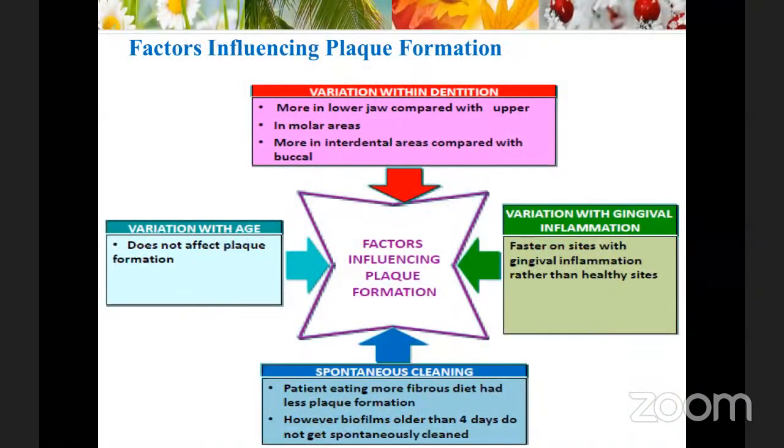What are the different factors influencing plaque formation? There is variation within the dentition. We know there is more plaque in the lower jaw compared to the upper jaw, more in molar regions, and more in interdental areas, which shows the importance of the toothbrush. If the inflammation is more, plaque formation increases, because increased inflammation means an increase in GCF.